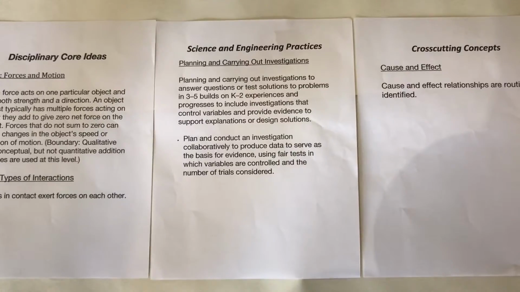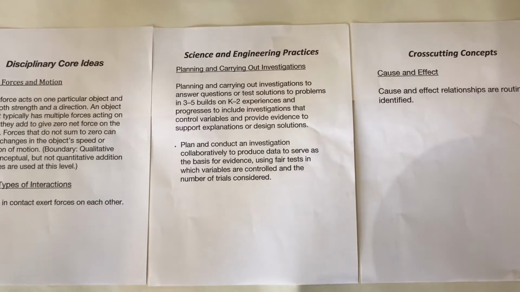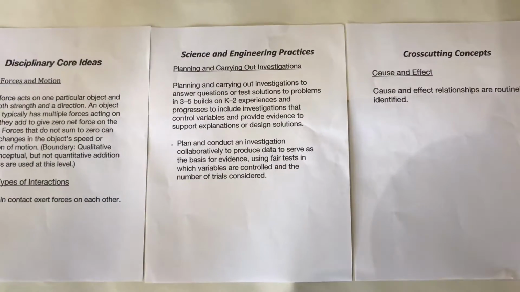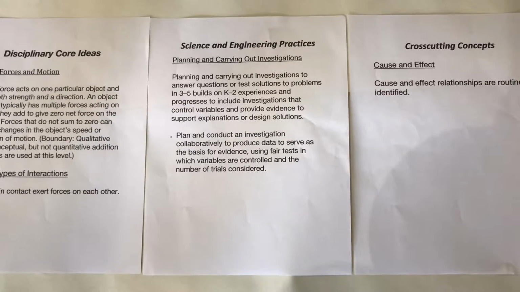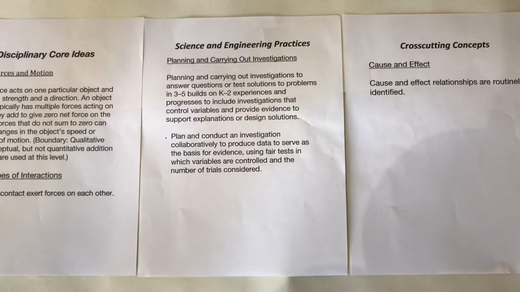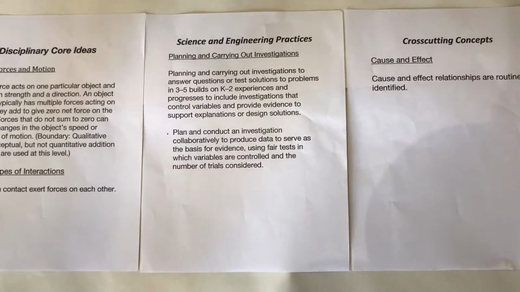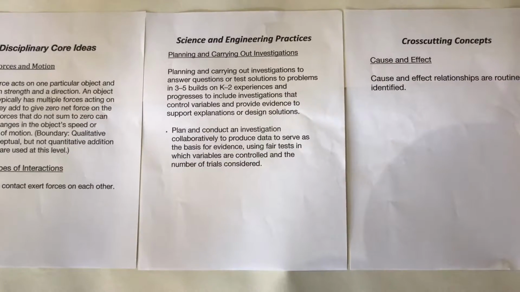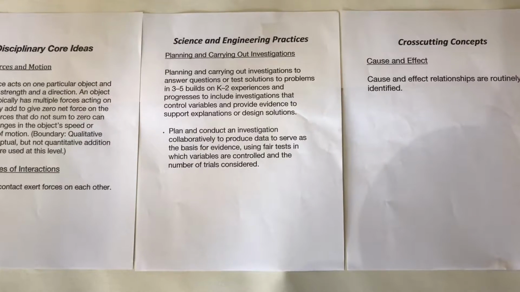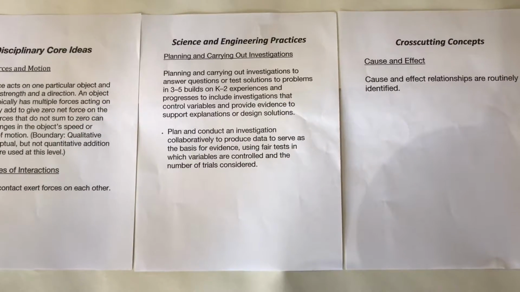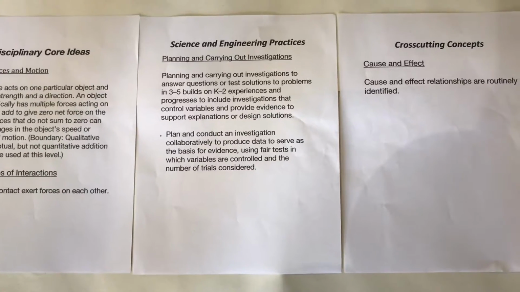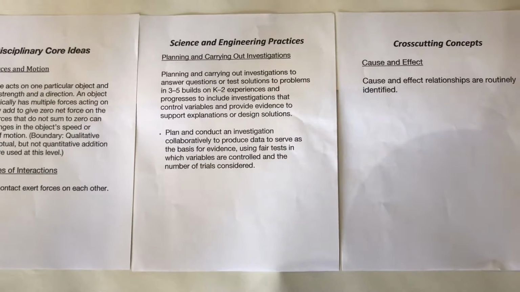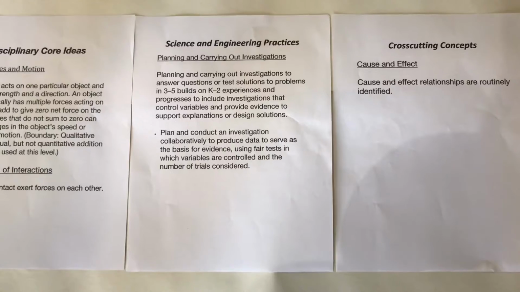to answer questions or test solutions to problems. In 3 to 5, it builds on K to 2 experiences and progresses to include investigations that control variables and provide evidence to support explanations or design solutions. Plan and conduct an investigation collaboratively to produce data to serve as the basis for evidence, using fair tests in which variables are controlled and the number of trials is considered.